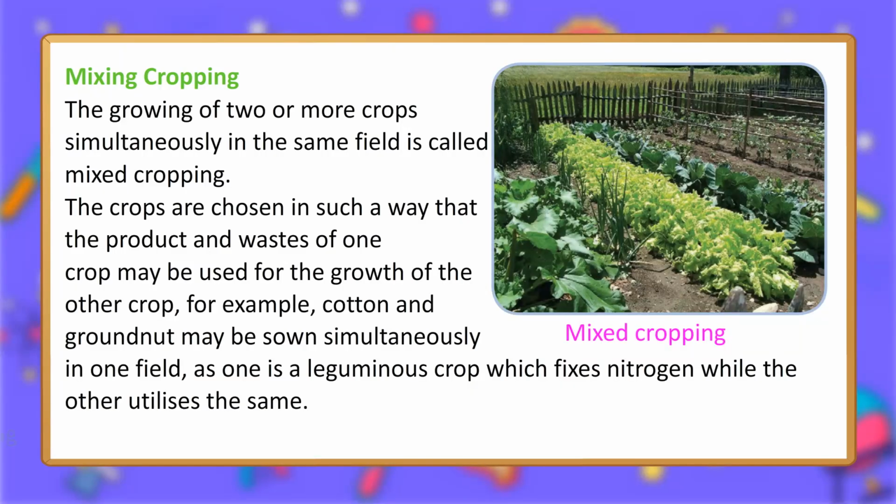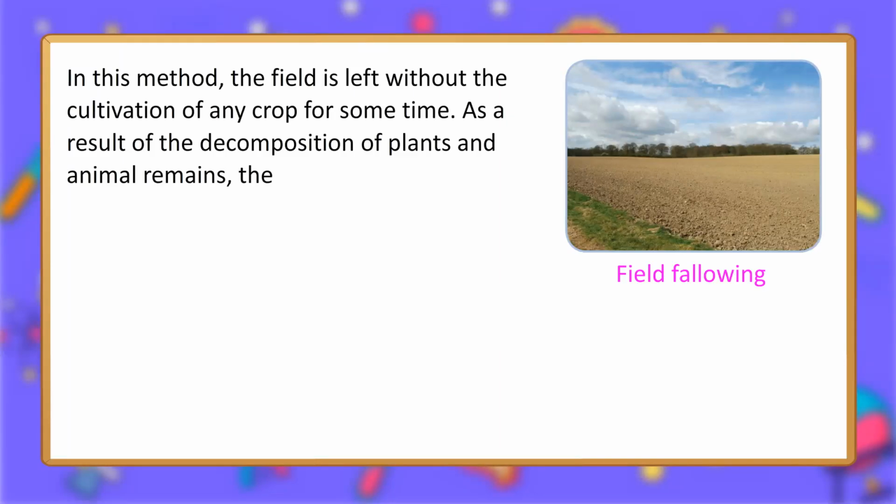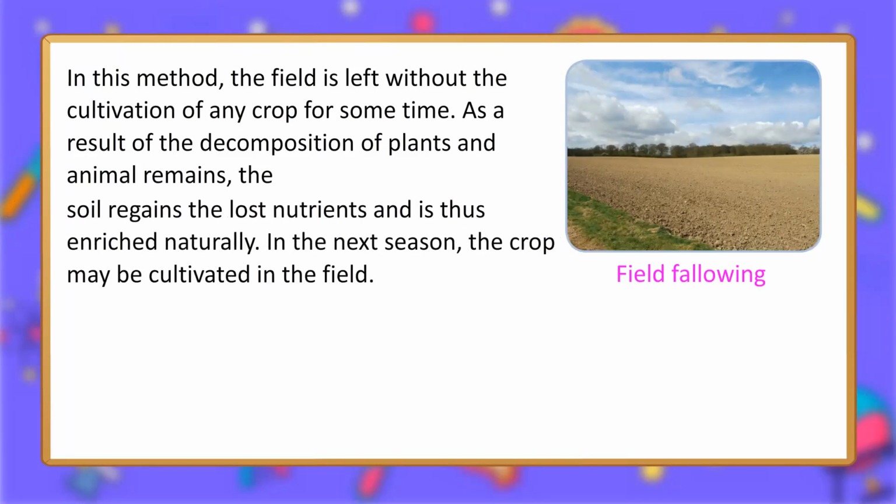Field fallowing. In this method, the field is left without the cultivation of any crop for some time. As a result of the decomposition of plants and animal remains, the soil regains the lost nutrients and is thus enriched naturally. In the next season, the crop may be cultivated in the field.